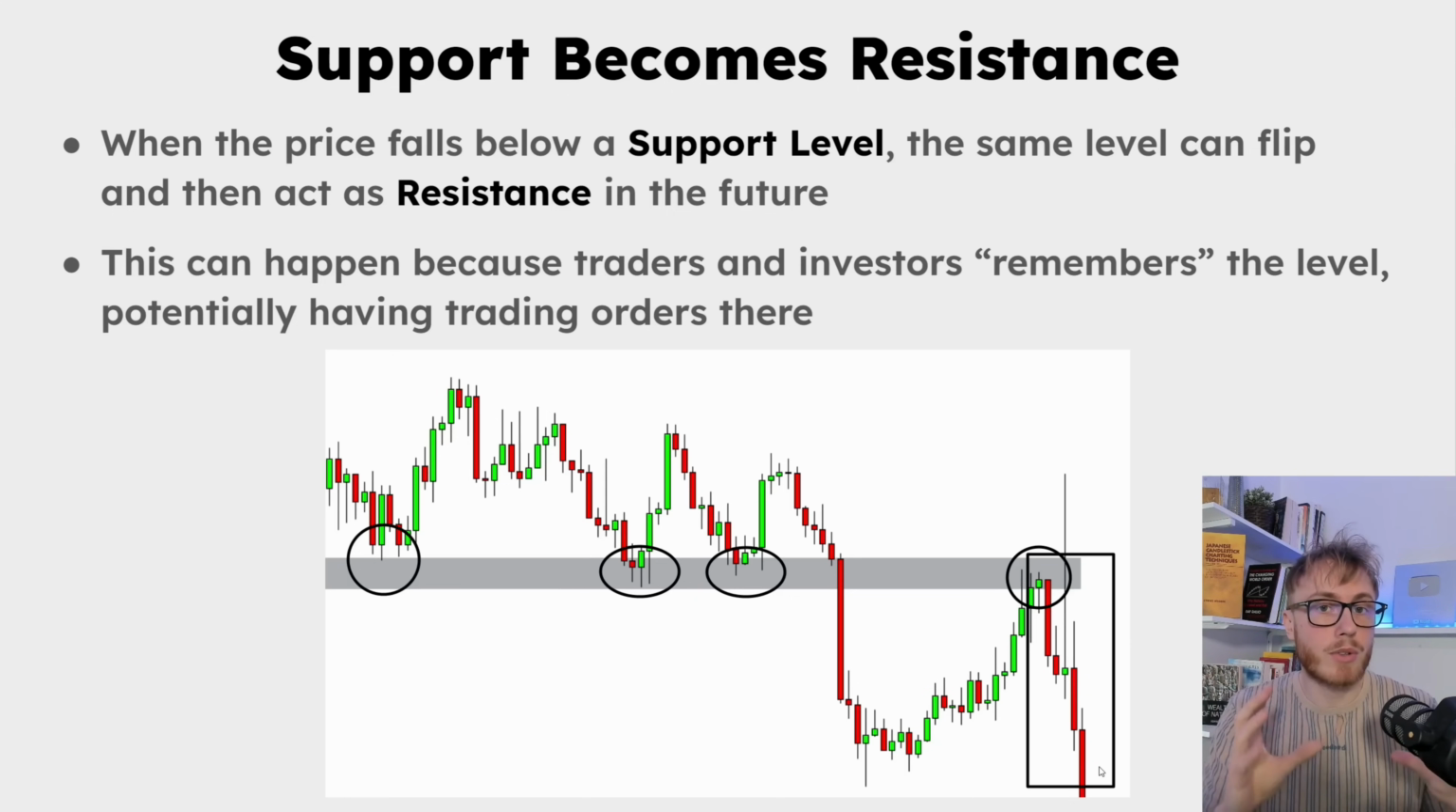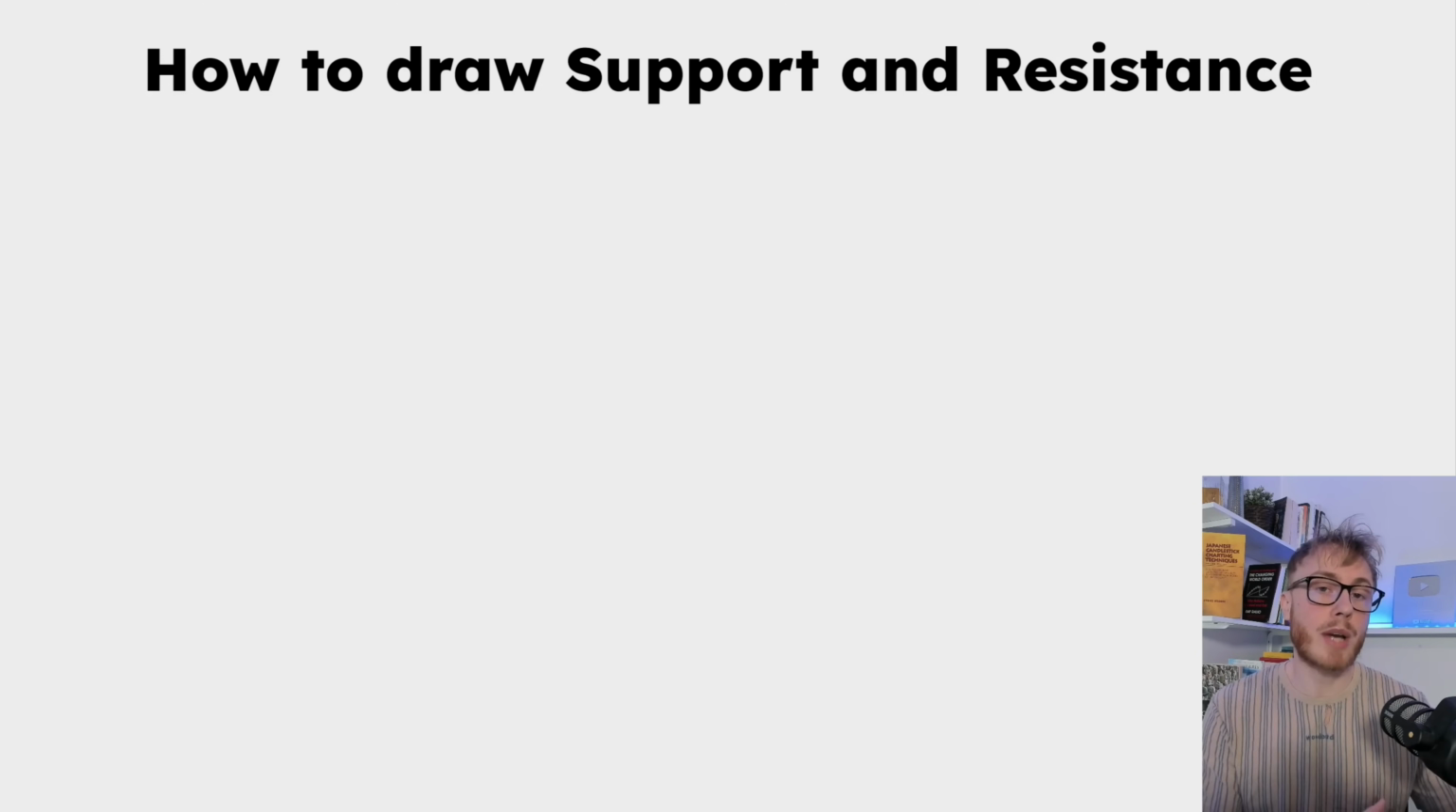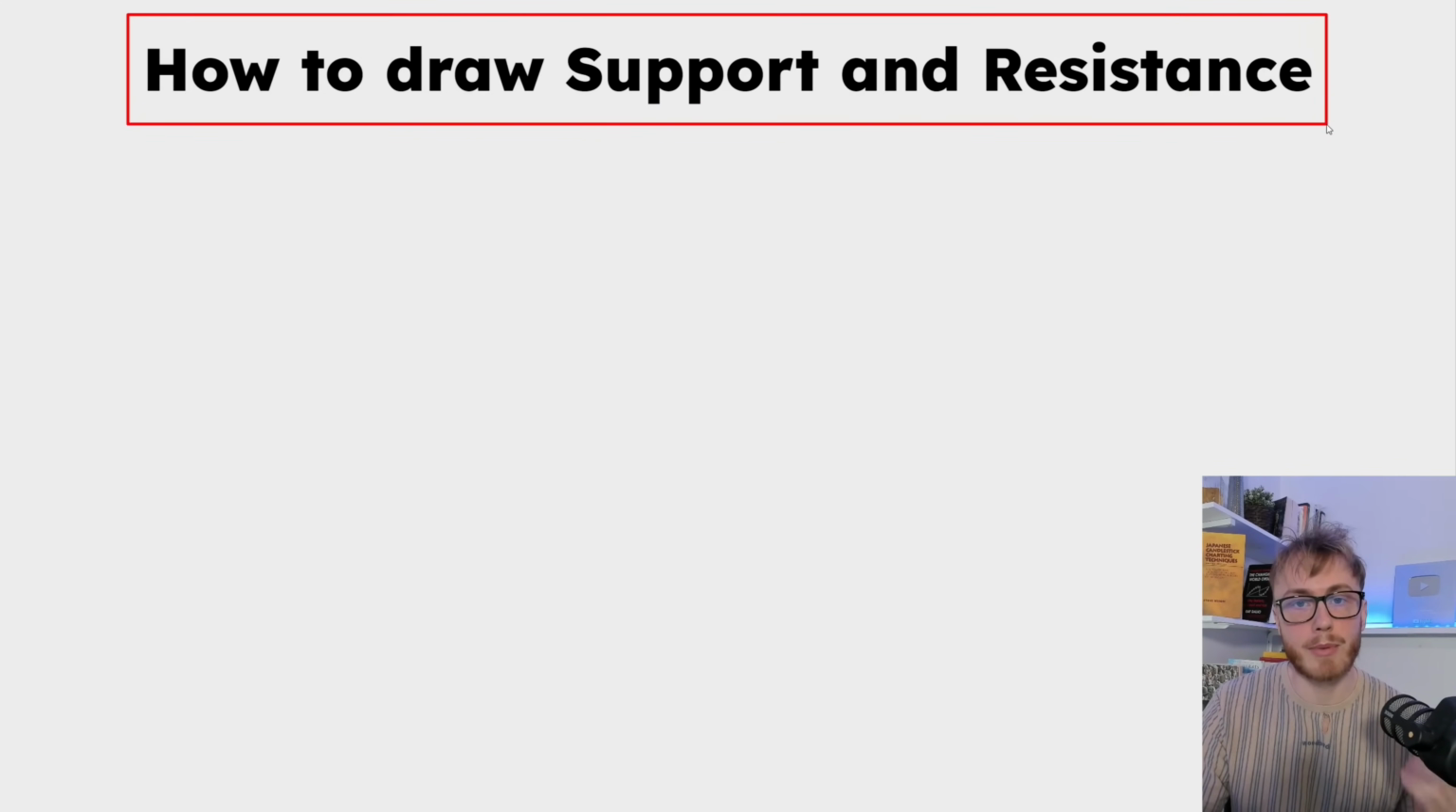What you need to do in order to understand the principles of support and resistance is to try to think about it from the traders' or investors' perspective. Alright, so now that we have a basic understanding of what support and resistance is, and of the principle that support can flip to become resistance, and so on, we are finally ready to take a look at how to draw support and resistance.